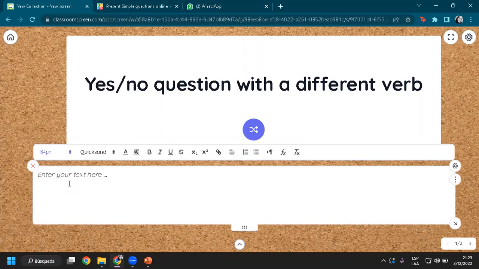Siga la estructura. Primero auxiliary. ¿Cuál auxiliary va a usar? ¿Do or does? Does. Ok. Does. ¿Qué necesito después, Enrique? El subject. Very good. ¿Cuál subject iría con does?